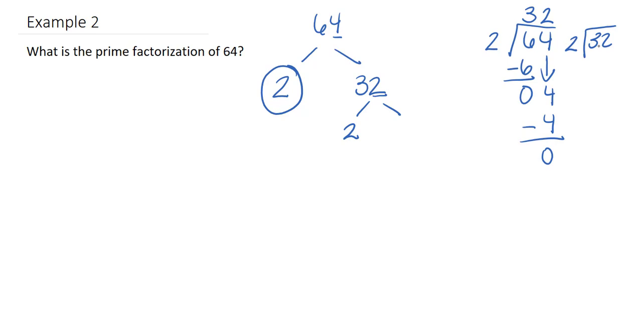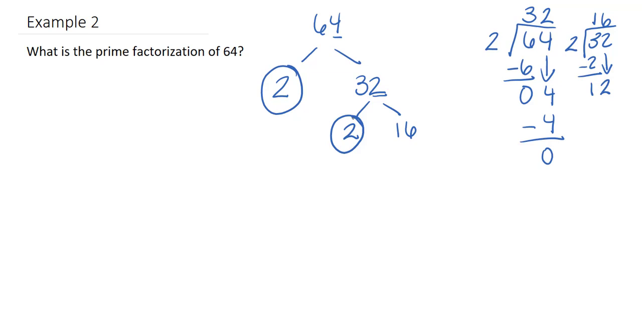2 can go into 32 how many times? So 2 can go into 3 1 times. 2 times 1 is 2. Subtract. We get 1. Bring down the 2. 2 can go into 12 6 times. So we're left with 16. So we put 16 there on the right. We can go ahead and circle that too because it's a prime number.